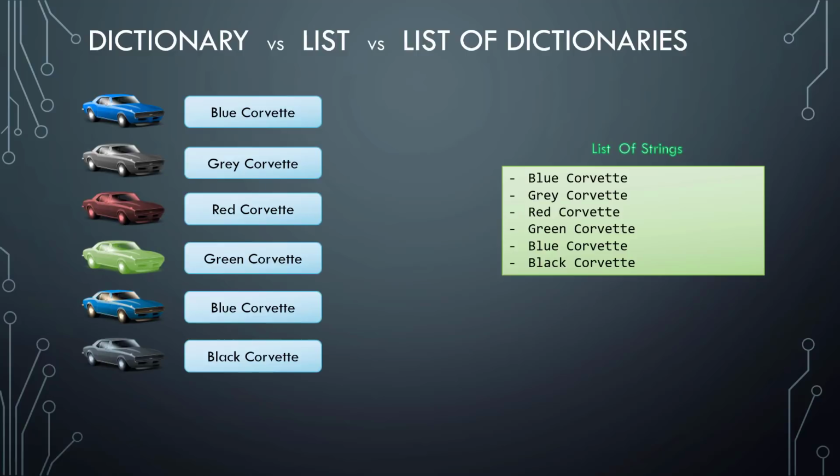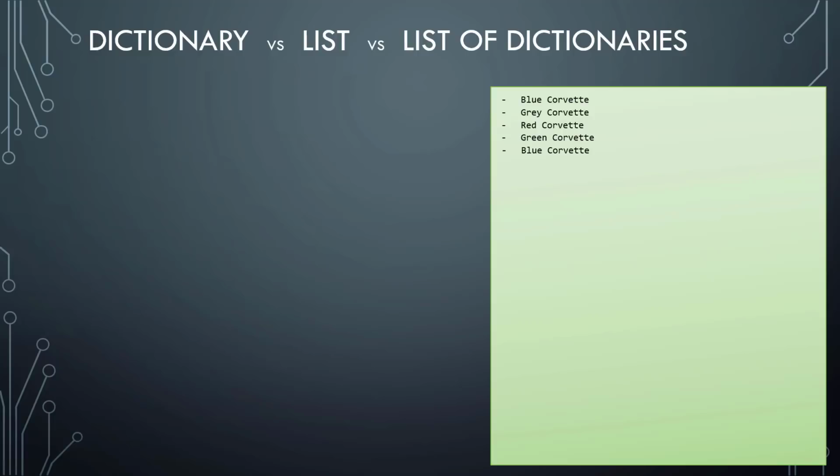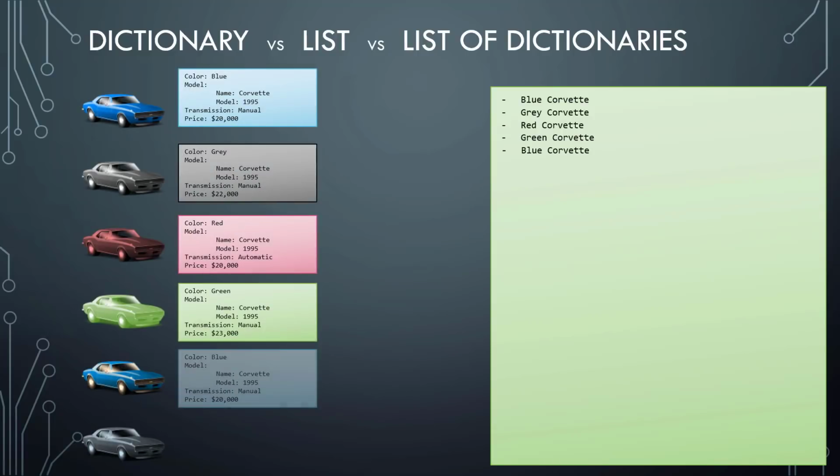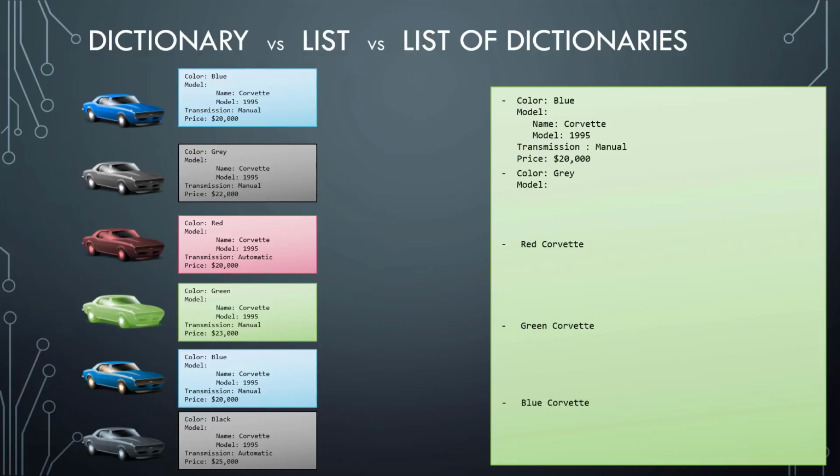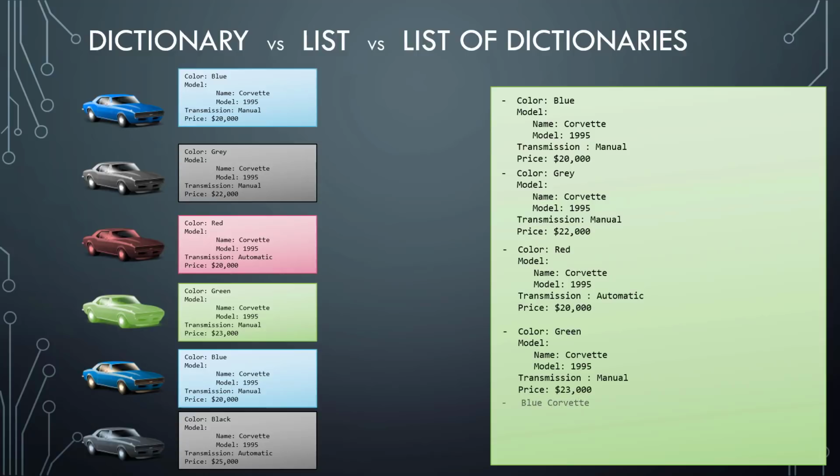What if we would like to store all information about each car? Everything that we listed before, such as the color, model, transmission, and price. We will then modify the array from a list of strings to a list of dictionaries. So we expand each item in the array and replace the name with the dictionary we built earlier. This way, we are able to represent all information about multiple cars in a single YAML file using a list of dictionaries. So that's the difference between dictionary, list, and list of dictionaries. I hope you understood the difference between the three and when to use each of these.